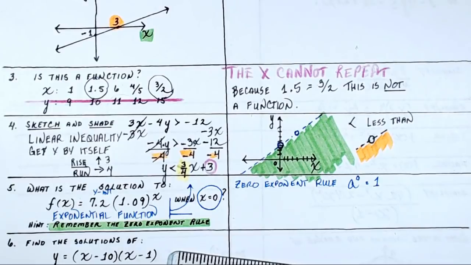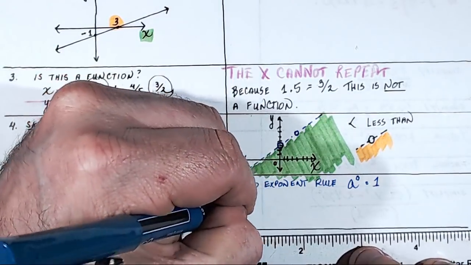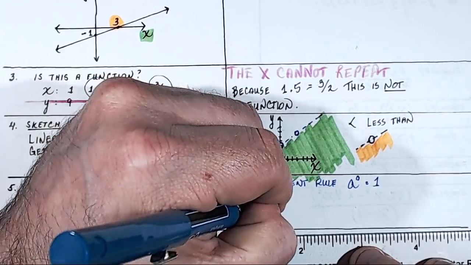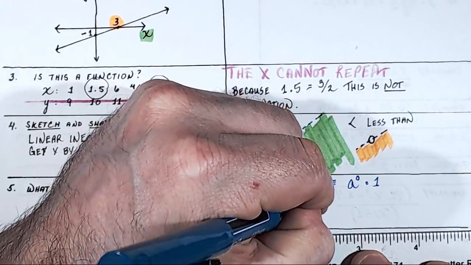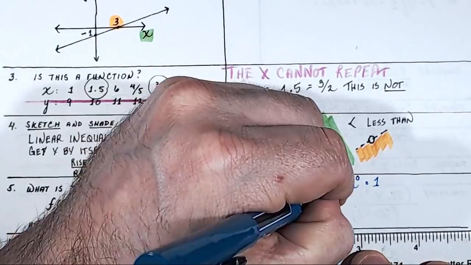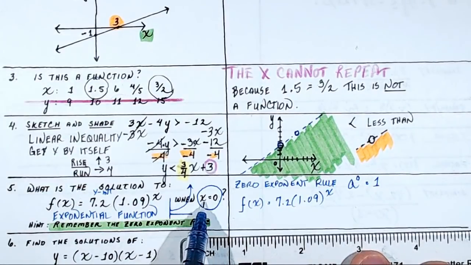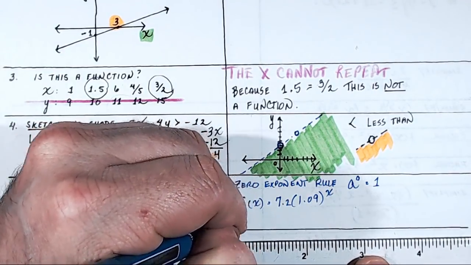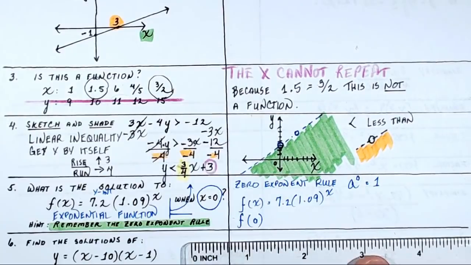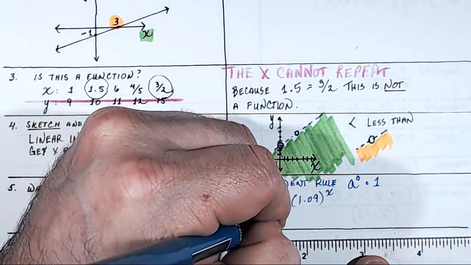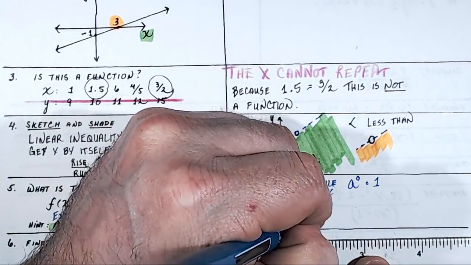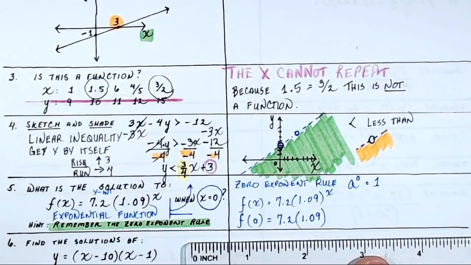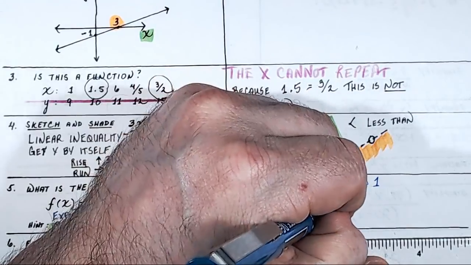Literally anything. So let's take a look at our function. We have f of x equals 7.2, open parentheses, 1.09, close parentheses, raised to the x. And it's saying where x equals 0. Okay, what's the solution? So we will actually compute f of 0. And everywhere we see an x, we will replace it with a 0 and see what happens. F of 0, 7.2 stays the same. Open parentheses, 1.09 stays the same. But we're going to replace that x with a 0.